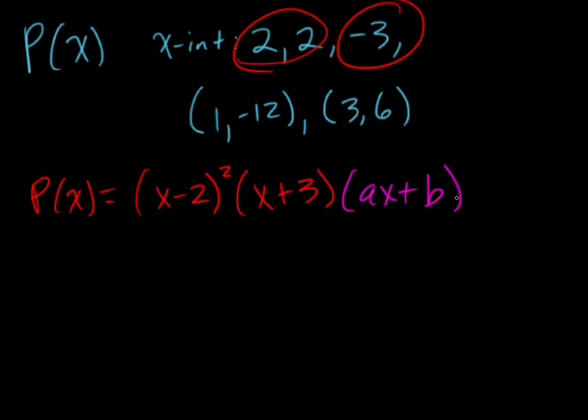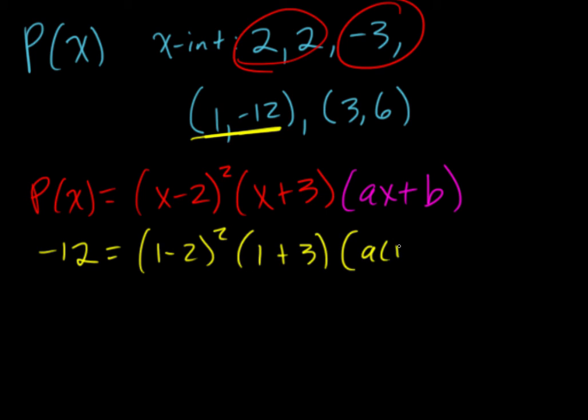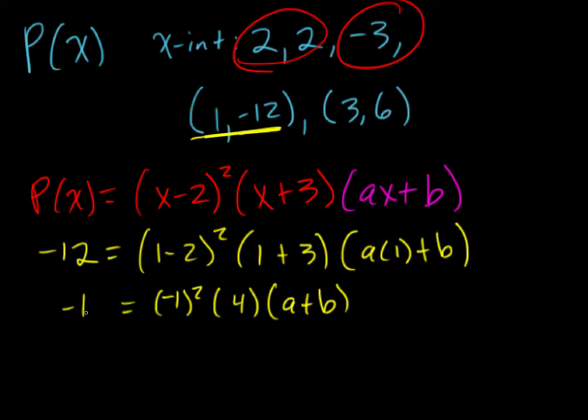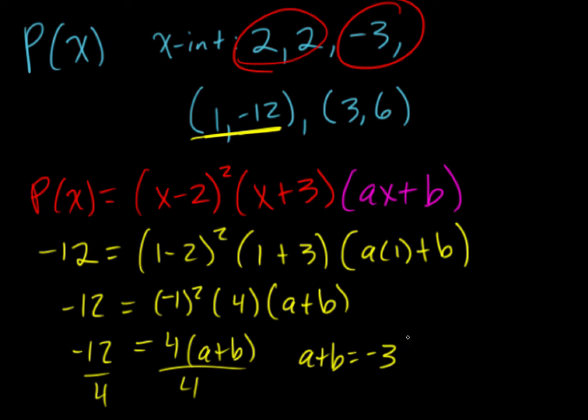Now from here, all we can do is use the 2 different points. So when I plug in 1 for x, I need to get negative 12 for p of x. So we get negative 12, 1 minus 2, 1 plus 3, a times 1 plus b, and then just go through simplifying this. So it's negative 1 squared, 4, a plus b. That's just going to be positive 1 times 4, so it's 4, a plus b, and divide by 4. So a plus b is equal to negative 3. Okay, so we'll be able to use that.